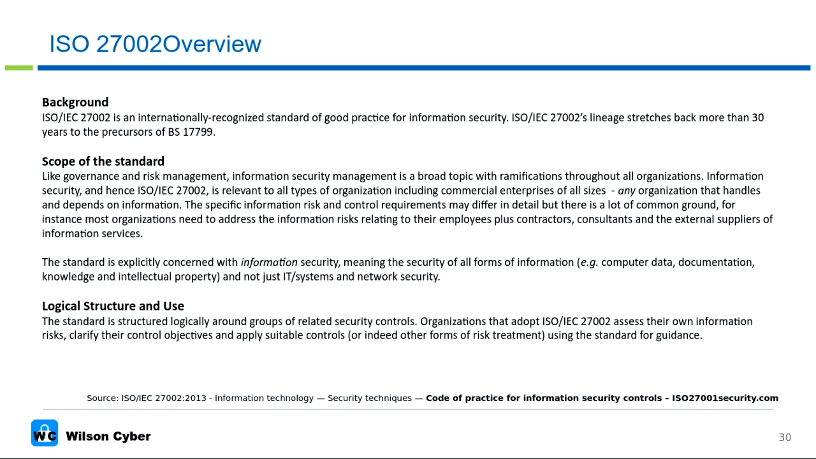The specific information security risk and control requirements may differ in detail, but there is a lot of common ground. For instance, most organizations need to address the information risk relating to employees, contractors, consultants, and external suppliers of information services. And the ISO standard is explicitly concerned with information security, meaning the security of all forms of information, such as computer data, documentation, knowledge, and intellectual property, not just IT systems and network security.